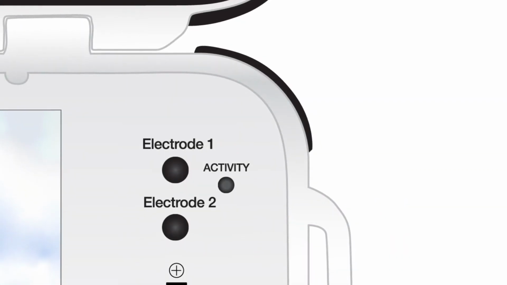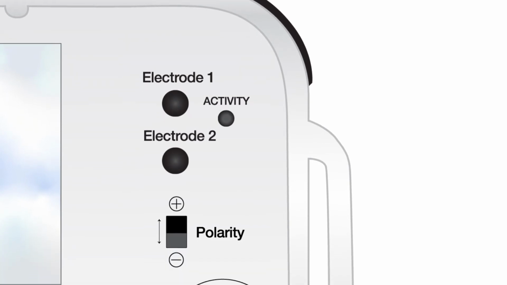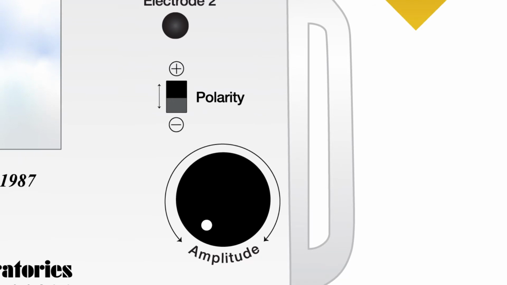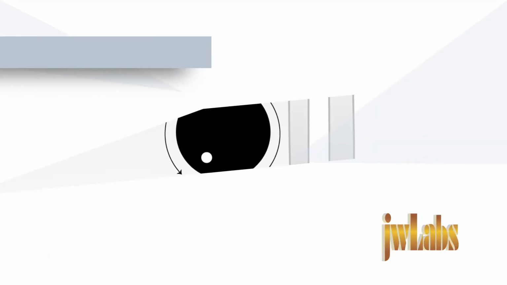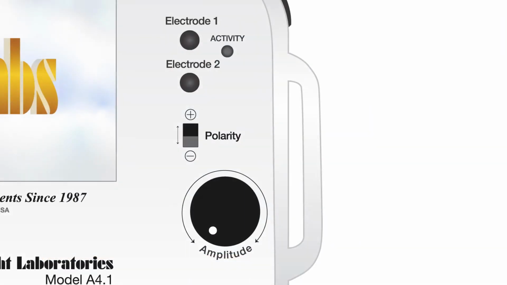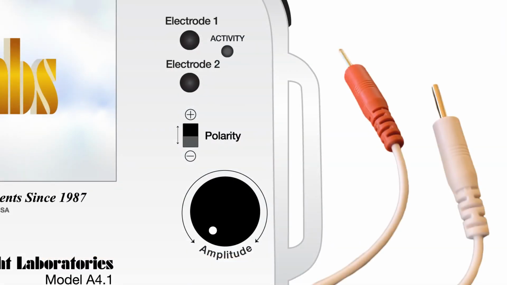Now we'll review the right side of your A4 where the output components are located. Just as with the input components, we'll go from the top down. The electrode ports. These ports are where you will plug in the electrode wires.